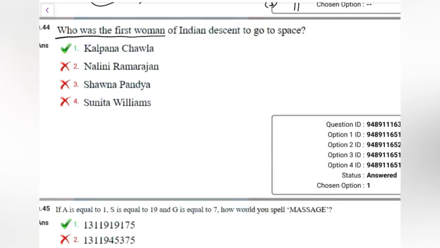Who was the first woman of Indian descent to go to space? Kalpana Chawla. She was an American astronaut and engineer. She was the first woman of Indian origin to go to space.